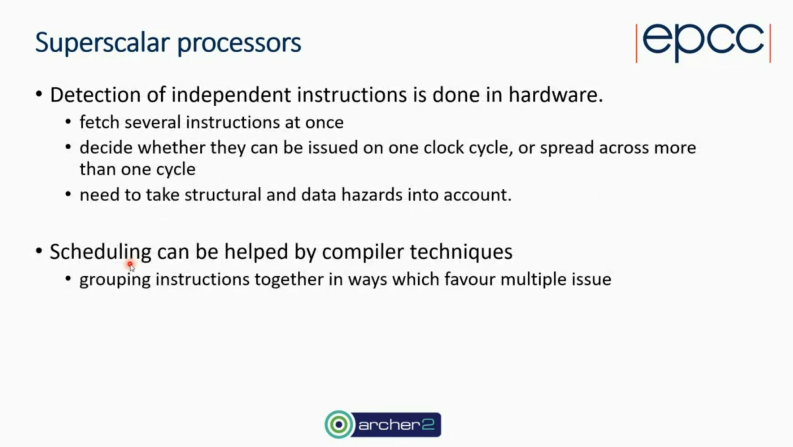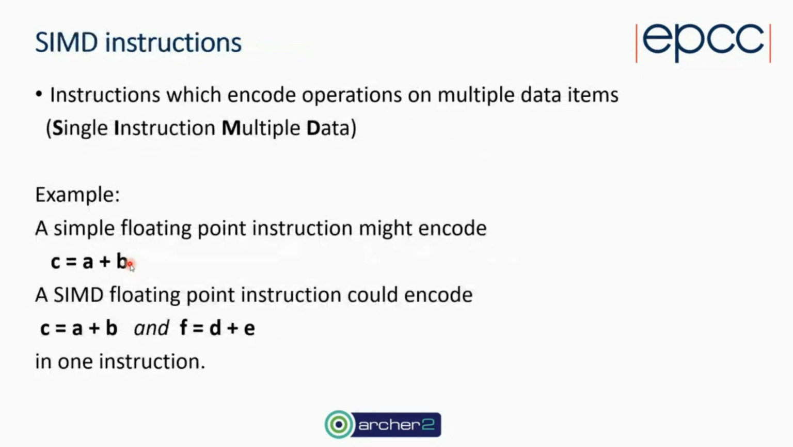The compiler will try and do this, and then the hardware will try and do this once it's got the instructions there. So the compiler will try and do this by grouping together instructions in ways that favor multiple issues, and then the hardware will pick instructions at runtime to try and do this as well.